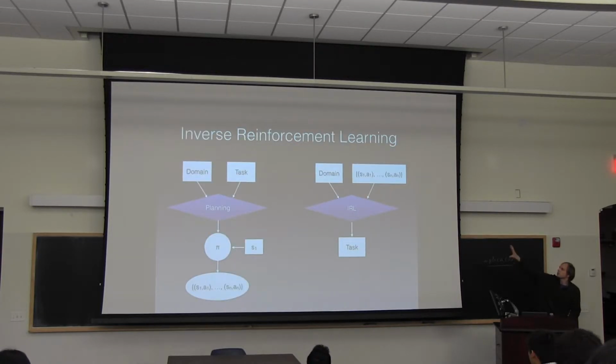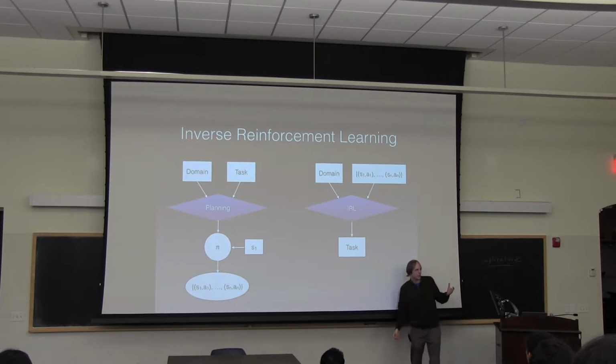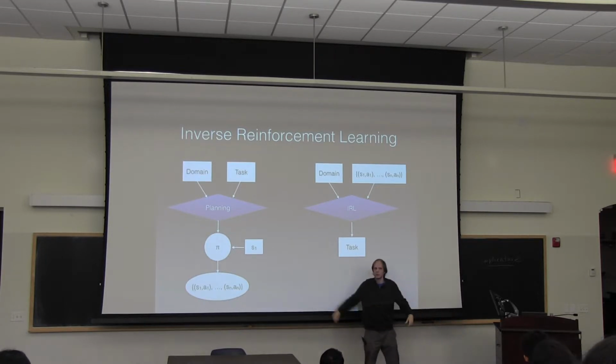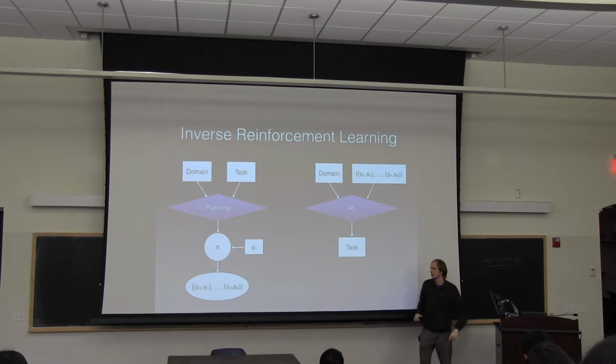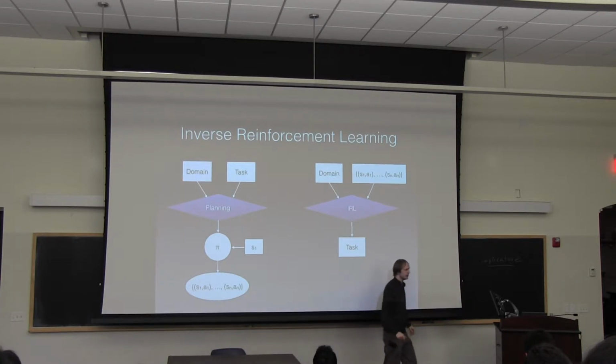OK, so this is kind of the way to contrast inverse reinforcement learning from standard planning, for example. So the planning system you can imagine here on the left, which is we take a domain, we take a task, we throw them into a planning algorithm. The planning algorithm spits out a policy. And then if you have some initial state, the agent just follows the policy and acts in the world, and everything's great. So you get this behavior sequence of states and actions from the policy.